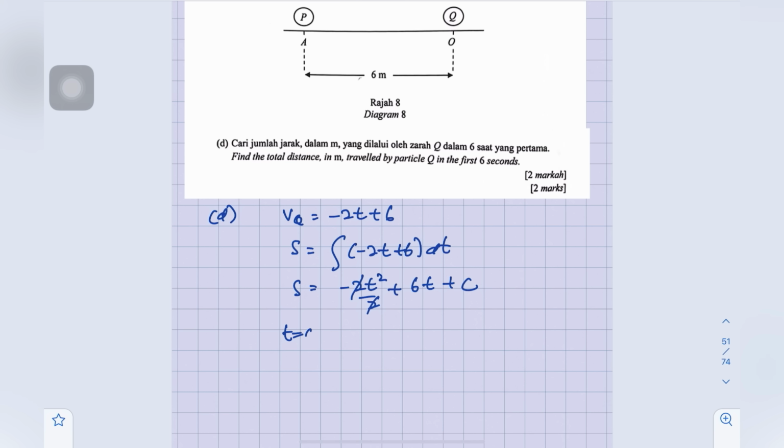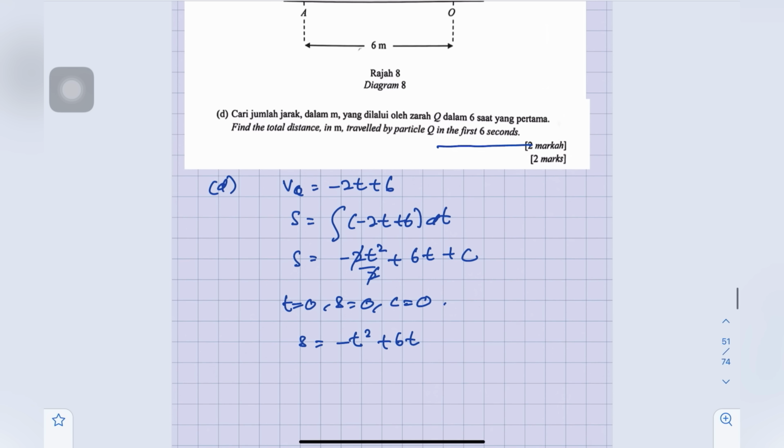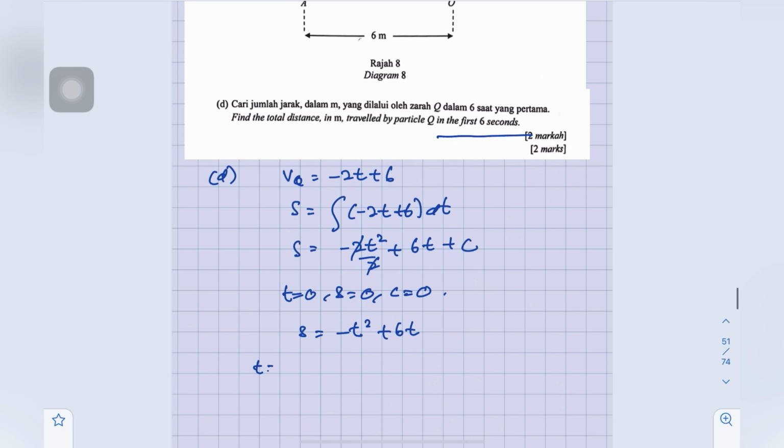When t equals 0, s equals 0, so c equals 0, because for particle Q the reference point is 0. So when t is 0, s is 0. Then s equals negative t squared plus 6t. In the first 6 seconds, so from t equals 0 to t equals 6.